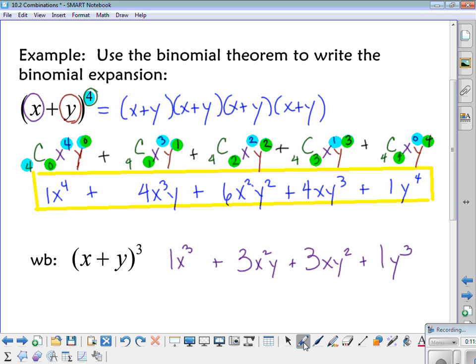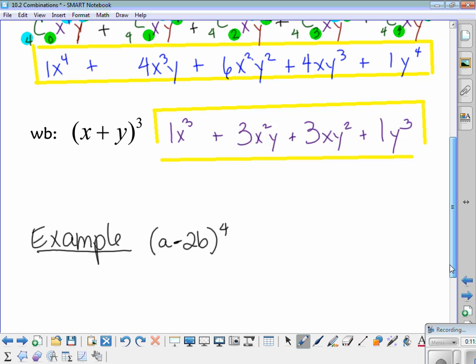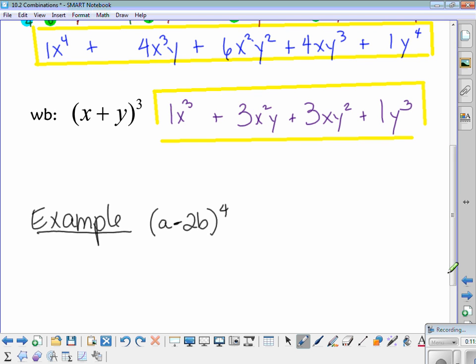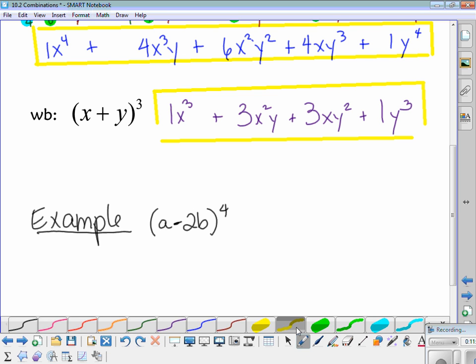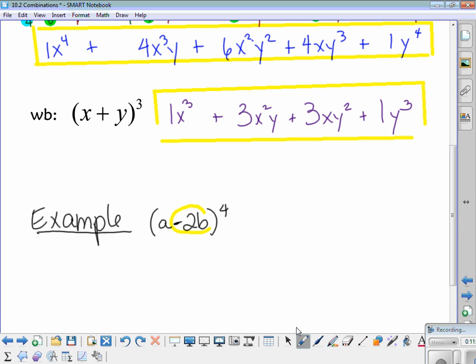Okay, so now I'm going to show you another example. But now instead of just having an x and a y, I have some coefficients inside my binomial. And now I'm subtracting. It's a minus 2b to the 4th. So what you need to realize is that whole thing, the negative 2, goes with the b. All right, so that's your second term in the binomial.